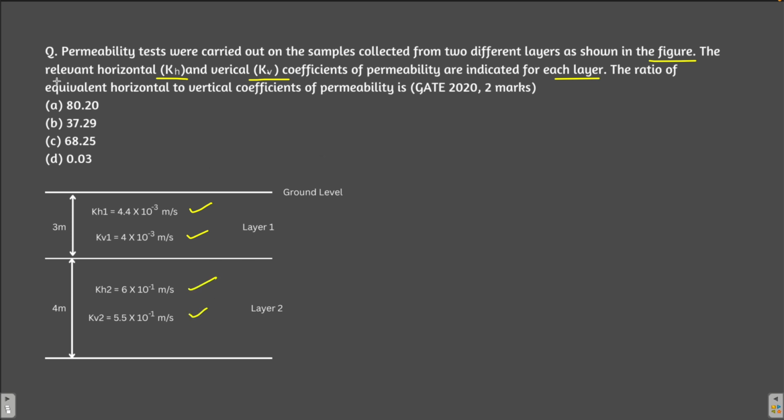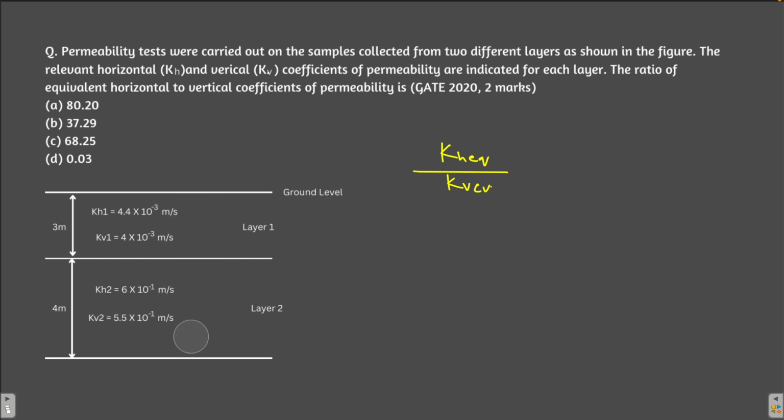Okay, we have to find out what is the ratio of equivalent horizontal to vertical coefficients of permeability. So we have to first find out the horizontal equivalent permeability, then we have to find out the vertical equivalent permeability, and then we have to find out the ratio between the horizontal equivalent and the vertical equivalent. For that, I have not taught you how to derive these formulas.